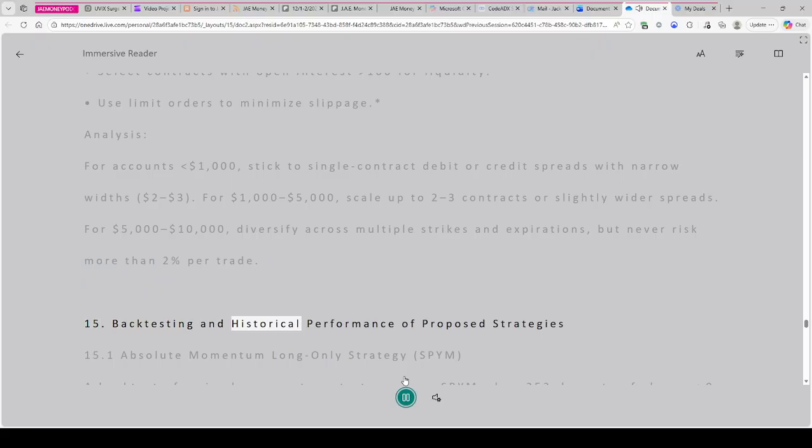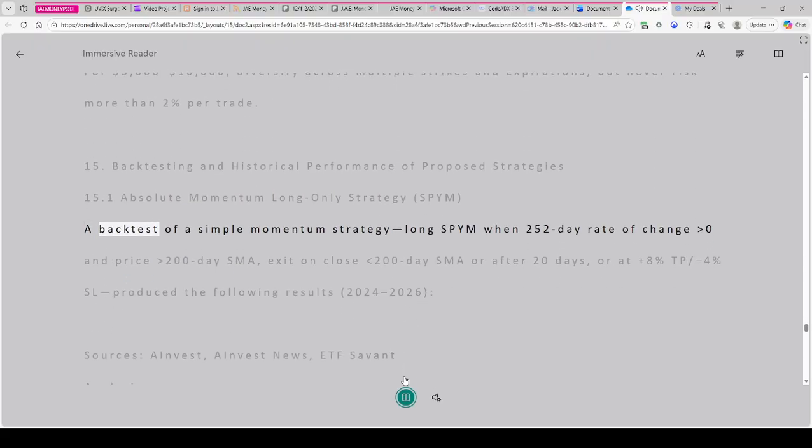15. Backtesting and historical performance of proposed strategies. 15.1 Absolute Momentum Long-Only Strategy, SPYM. A backtest of a simple momentum strategy, long SPYM when 252-day rate of change is above 0 and price is greater than 200-day SMA, exit on close less than 200-day SMA or after 20 days, or at plus 8% TP or a 4% SL, produced the following results, 2024 to 2026. Sources, A Invest News, ETF Savant.